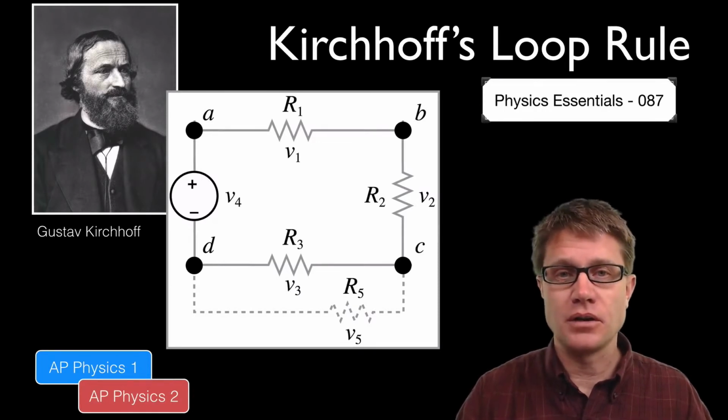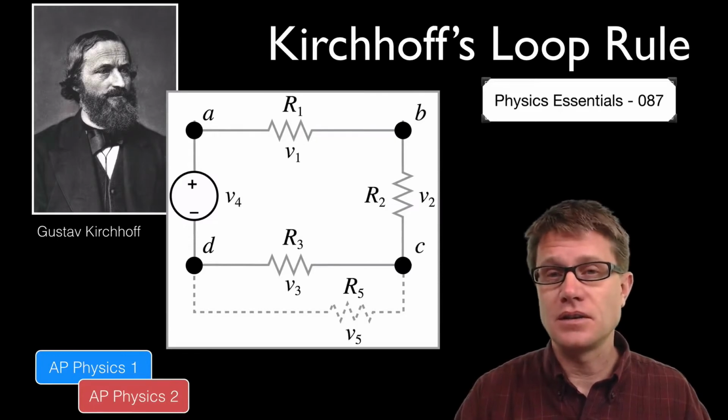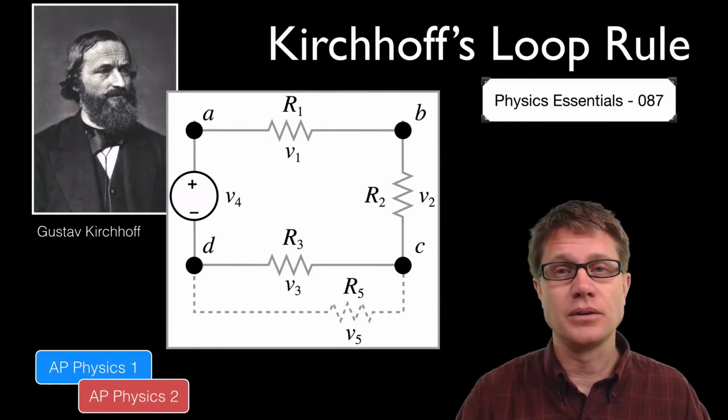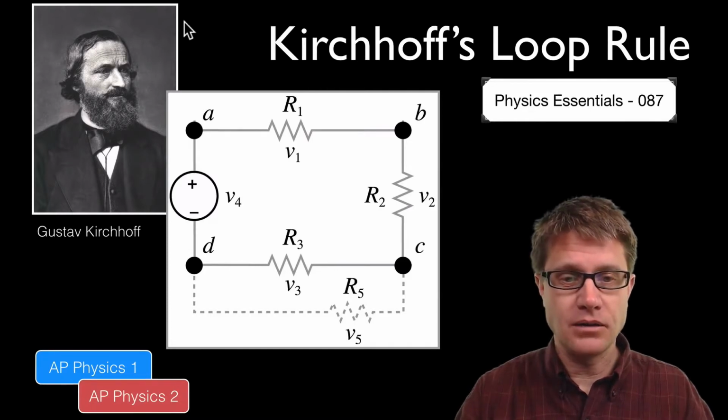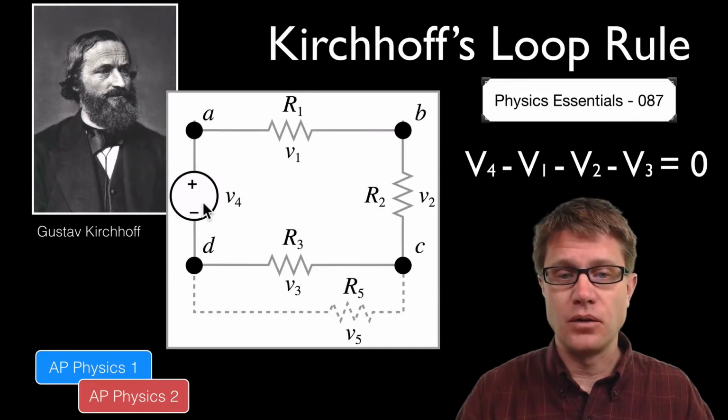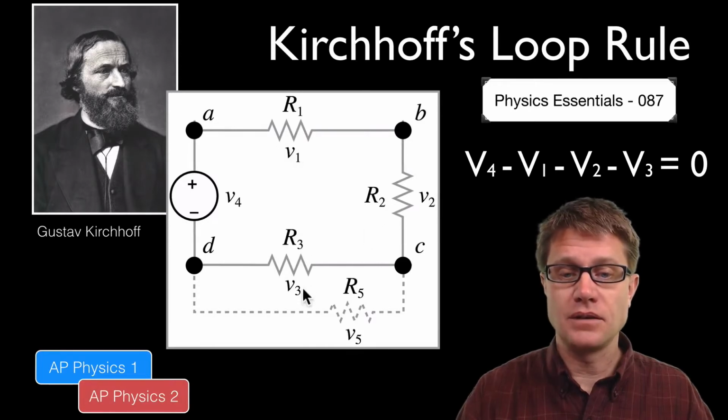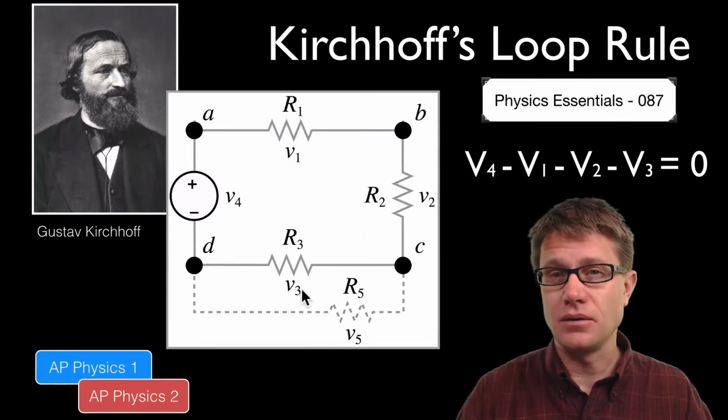And when combined with Kirchhoff's junction rule, which we'll get to in a few videos, it really makes analysis of complex circuits possible. The way it's written is the sum of all the voltages in a loop is equal to 0. If we were to write that out: V4, the voltage of the battery, minus V1 minus V2 minus V3 is equal to 0. So the sum of all the voltages is equal to 0.